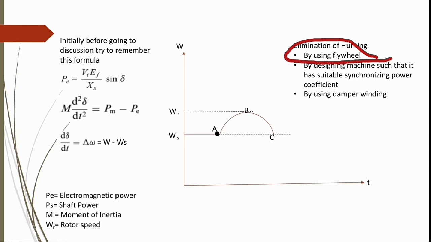Okay, then the third one, and you can say the most important, is by using damper winding. By using damper winding, we eliminate hunting. Okay, so let's discuss what damping is.